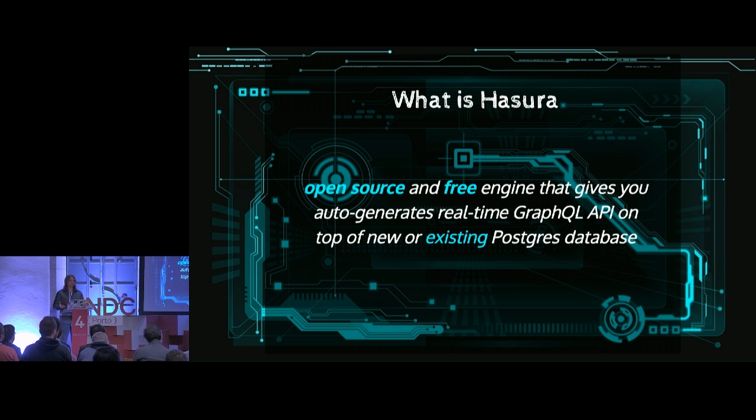Hasura is basically an open source, absolutely free engine. It gives you an auto-generated real-time GraphQL API on top of a new or existing Postgres database. So basically, you can take your database, let's say you have a business and a database with tons of data. You can just take the engine and run it on top of the database. It will auto-generate a GraphQL API, you don't need to run a server, and then you can consume this API.